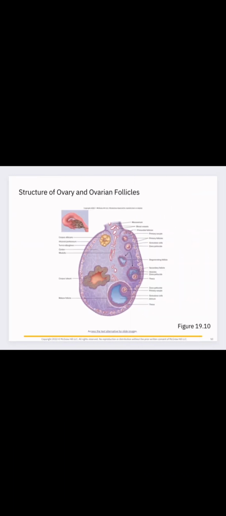Female reproductive organs: the ovarian follicle. A follicle is a group of cells in the ovaries that contain oocytes. Each ovarian follicle contains an oocyte, the female reproductive cell. Here is the structure of ovarian follicles.